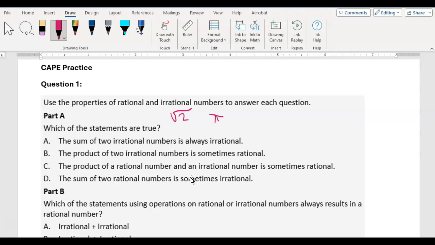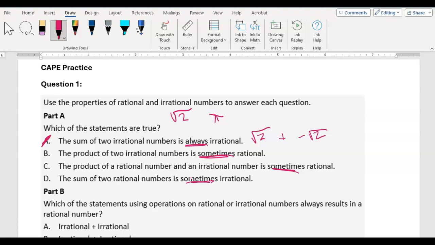So what's really important with this is that you read carefully because all of these say some kind of qualifier. So always, sometimes, sometimes, sometimes, right? Be careful with that. So let's look at which ones we know are not true. The sum of two irrational numbers is always irrational. Well, we looked at the example of the square root of 2 plus a negative square root of 2, which gives us 0. So there are cases in which irrational numbers added together do not make irrational numbers. We have a counterexample for that.